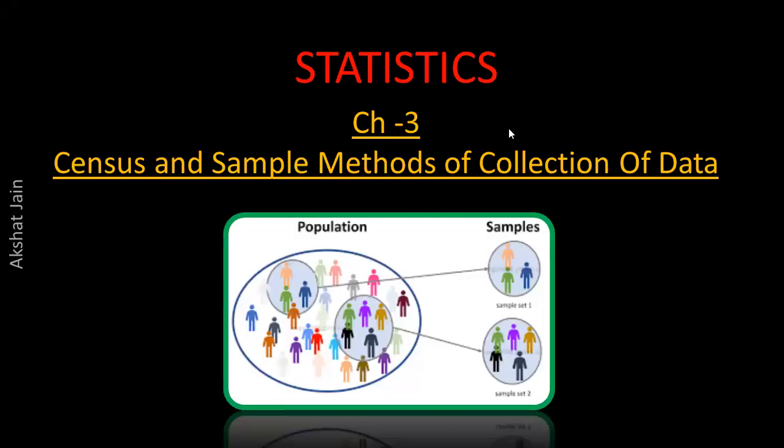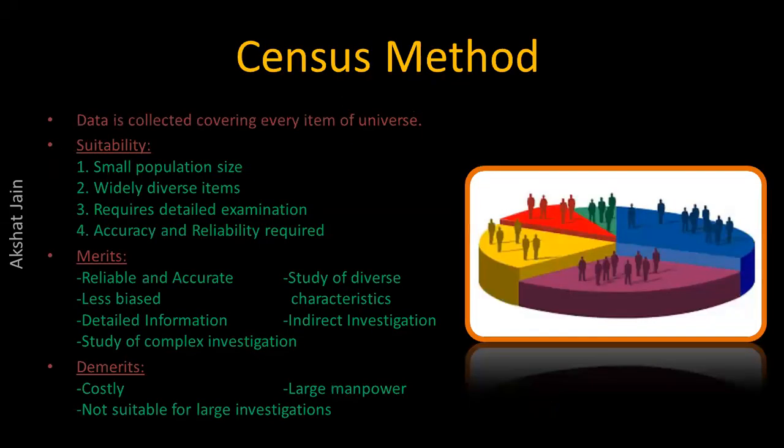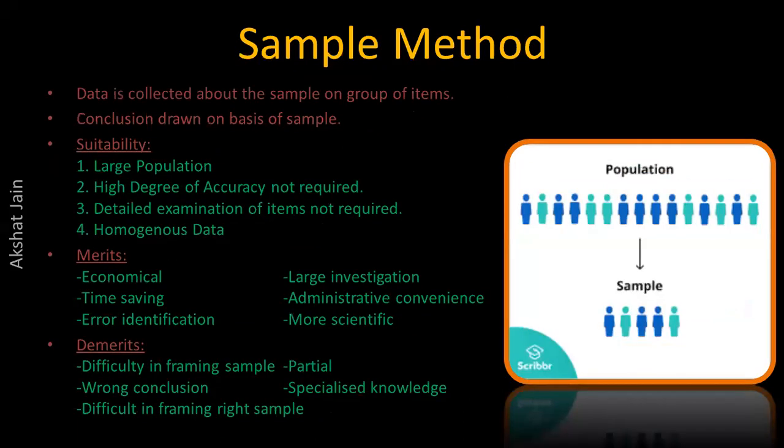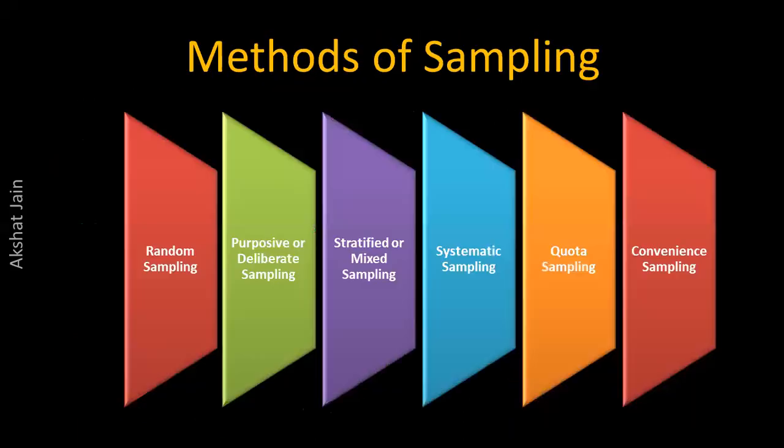So welcome back everybody. We'll be continuing with statistics chapter number 3, census and sample methods of collection of data. Let us quickly recall what we have done so far. We have done the census method in the last class. Then we did sample method as well. We started with methods of sampling in which we completed random sampling, purposive or deliberate sampling, and stratified sampling. We'll be continuing with systematic sampling today.